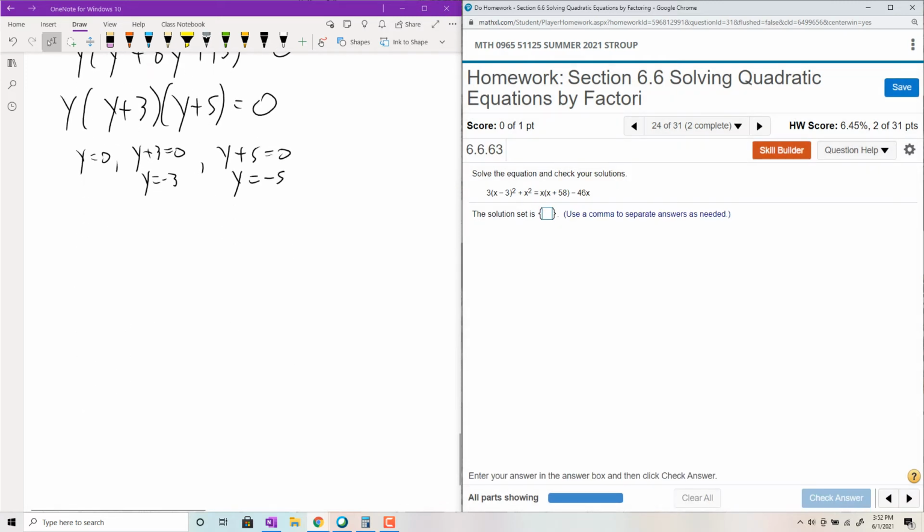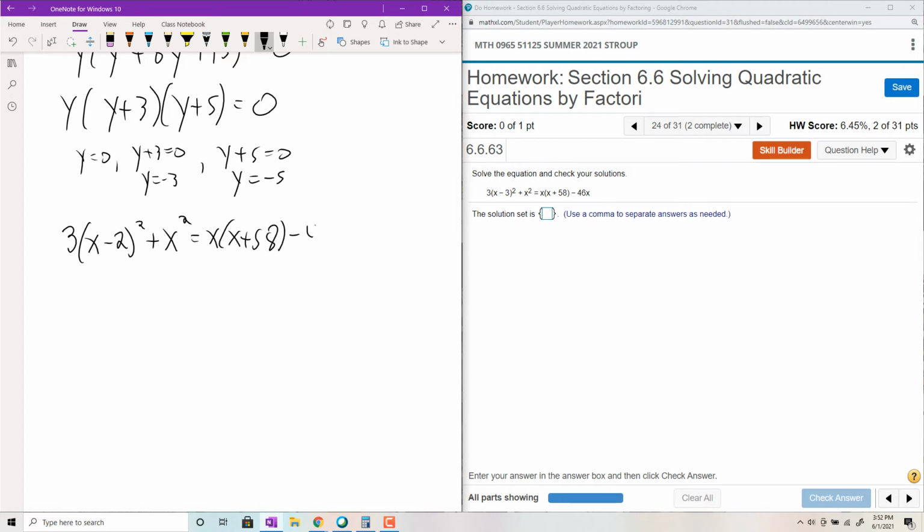Okay. Ooh, look at that guy. That's a nuisance, to say the least. X minus 2 squared plus x squared equals x times x plus 58 minus 46x. I need to set it equal to 0. And not only that, I'm going to want to factor it. And right now, it's such a mess. I'm just going to FOIL and distribute everything and then combine all the like terms on one side.